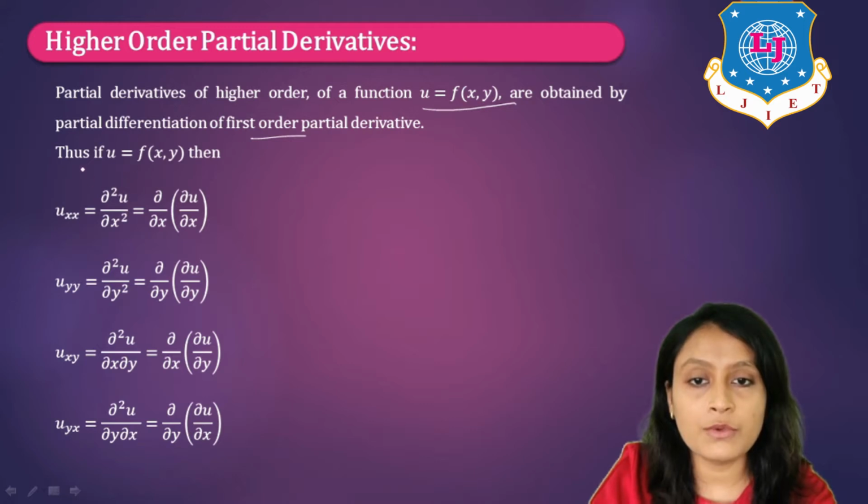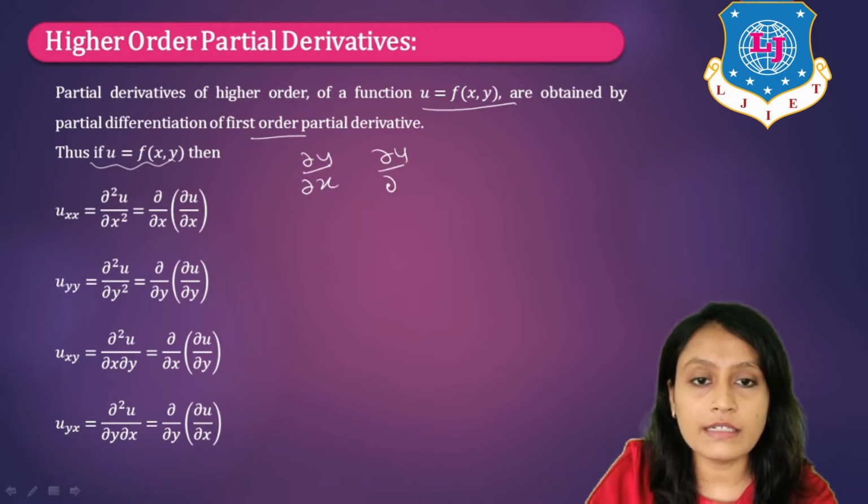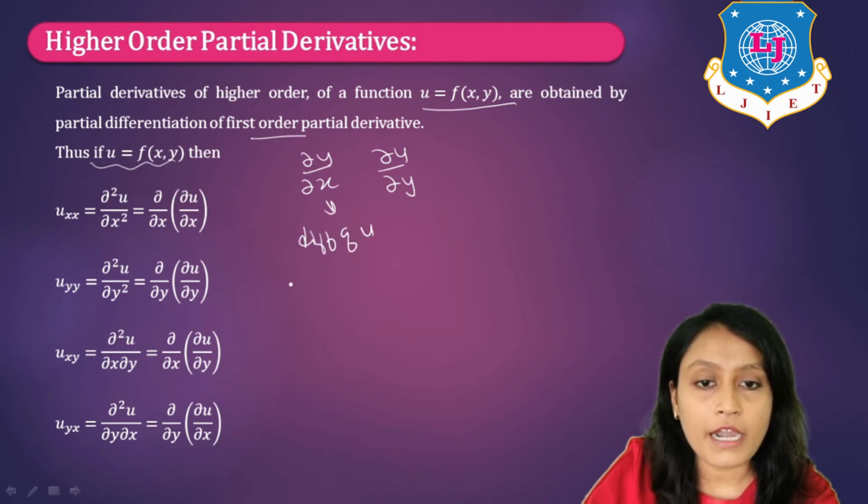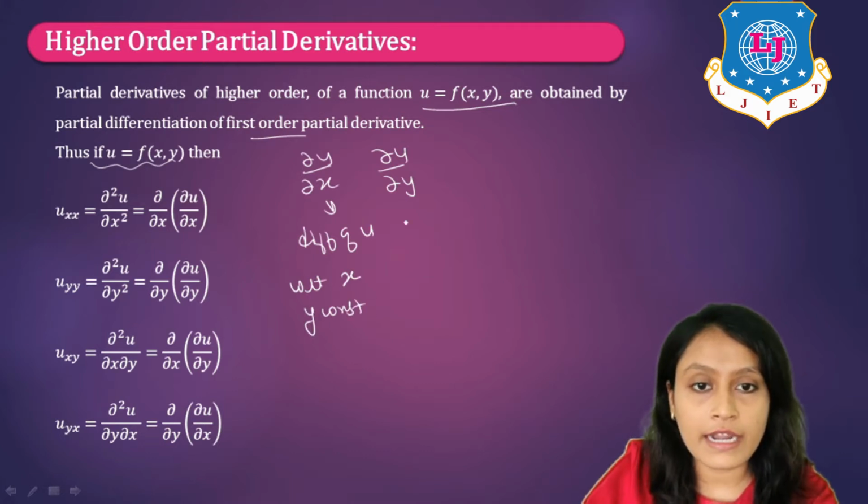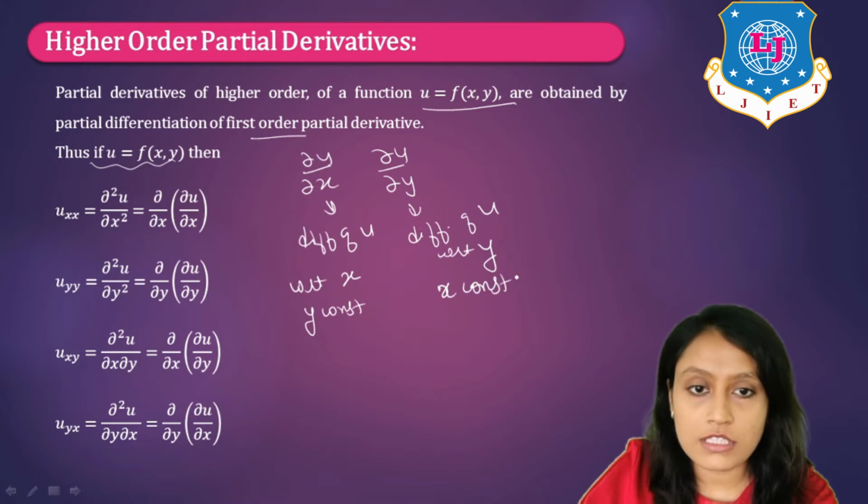Okay, so if u equals f of x, y is given, firstly we have to find del u by del x and del u by del y. Del u by del x means what? Differentiation of u partially with respect to x, and we have to keep y as a constant, right? Del u by del y means what? Differentiation of u with respect to y, and we have to keep x as a constant.